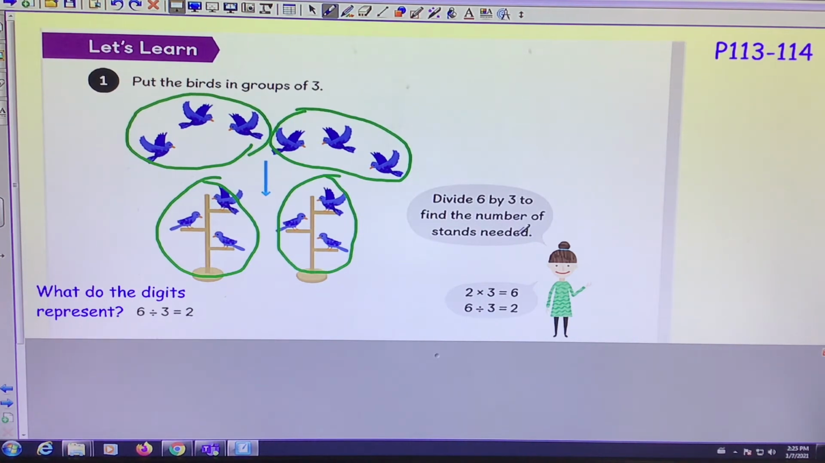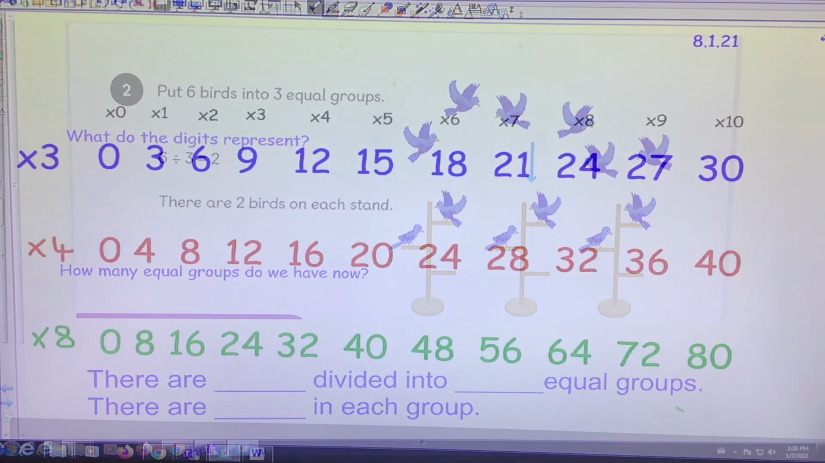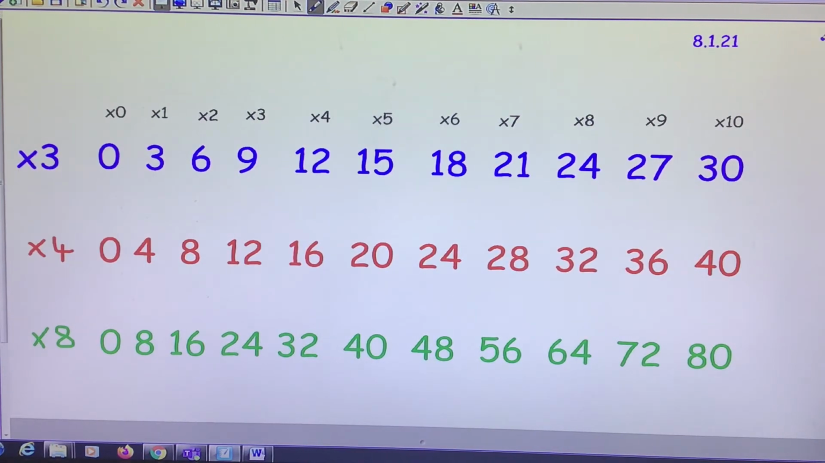But let's have a look at what Holly is saying down here. She says, divide 6 by 3 to find the number of stands needed. What has she done? 2 times 3. 2 times 3. Right, well that is interesting. Let's have a look at our multiples chart that we used earlier. Let us use our multiples chart now to see what Holly did. We had 6 birds. We put them into groups of 3. We didn't know how many groups we needed. So we're going to use our multiples chart to help us.